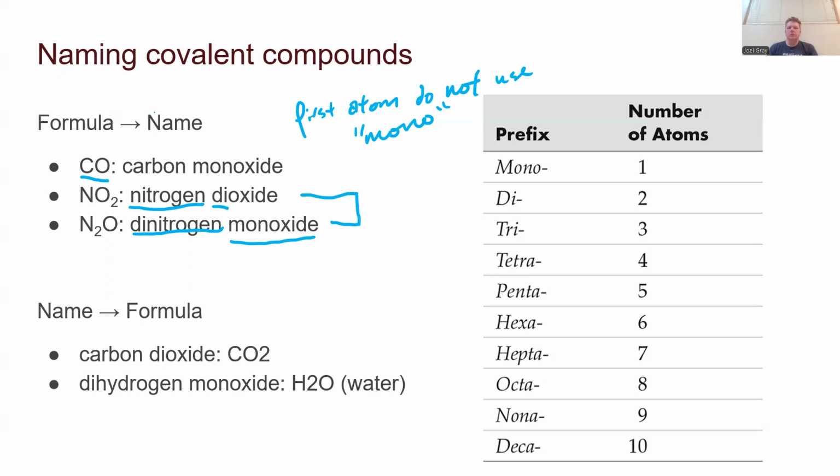Next up is going from the name to the formula. Carbon dioxide. Okay, so there's one carbon, dioxide. That would be CO2, and I'm going to correct this, the 2 should be a subscript. Next up, dihydrogen monoxide. Okay, so our first element is hydrogen. We've got two, monoxide, H2O. Oh, so that's ultimately going to be our formula for water.